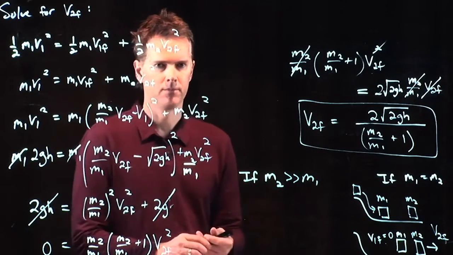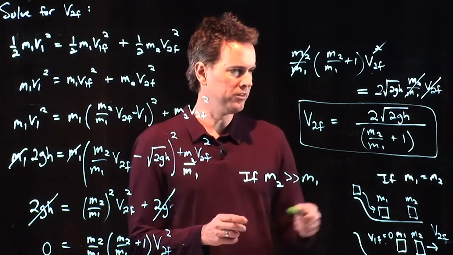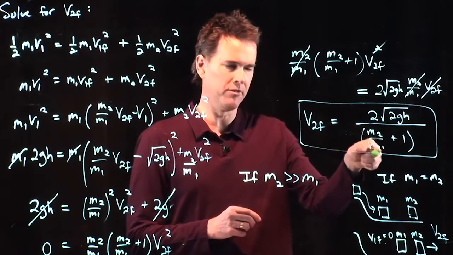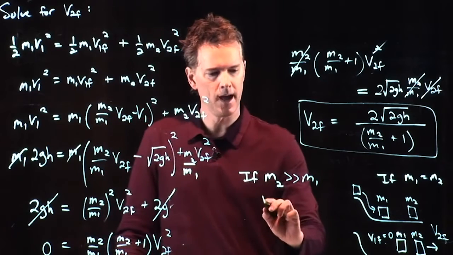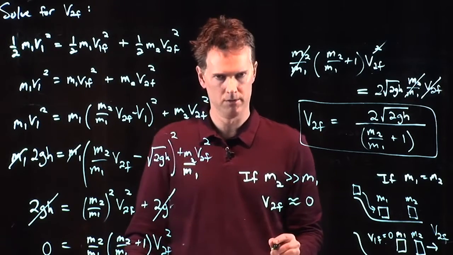It's going to be smaller. It should be small, right? It should go to 0. Is that what we see? Yes. M2 over M1 here, this number becomes very big. It's in the denominator, and so V2F is small. It's getting close to 0.